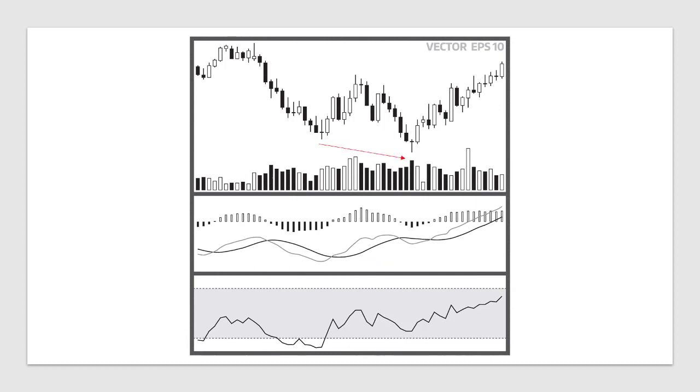Price goes down, and as you can see, the histogram with the MACD is going up. Also the RSI or stochastic is going up. So when the price is actually going down, the indicators are actually doing the reversal.